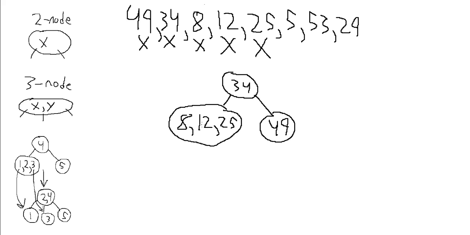Now, once again, we have a 3 node that's turned into a 4 node, and we can't have that in a 2-3 tree. So to reconcile that, we split it up in the same way that we did in the example. We're going to raise the 12 up to be with the 34, and we're going to drop the 8 and the 25 to be their own nodes.